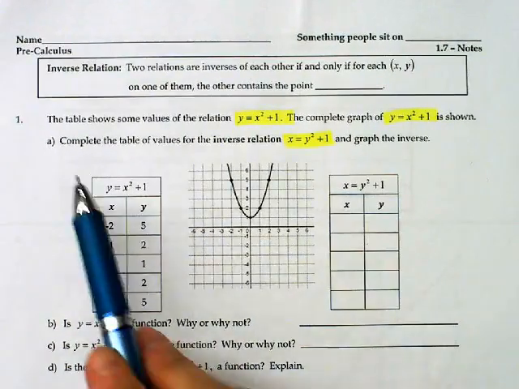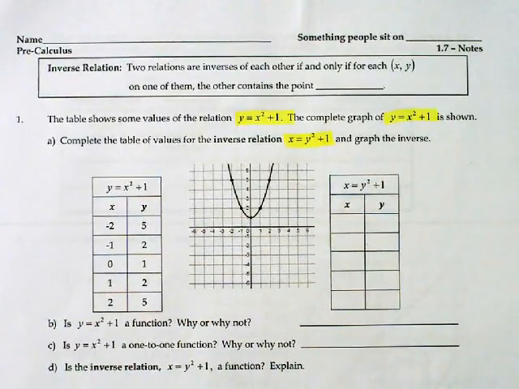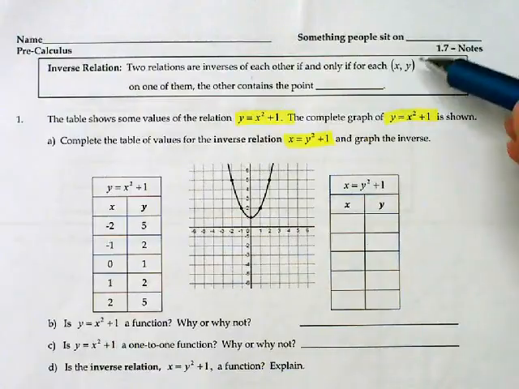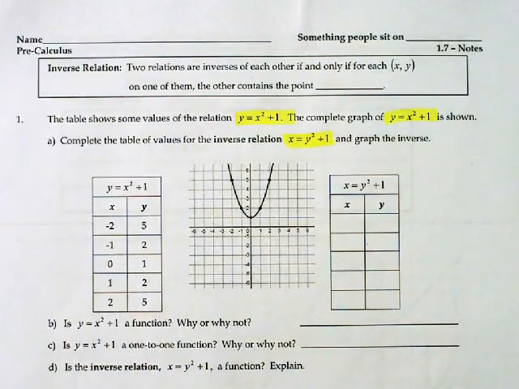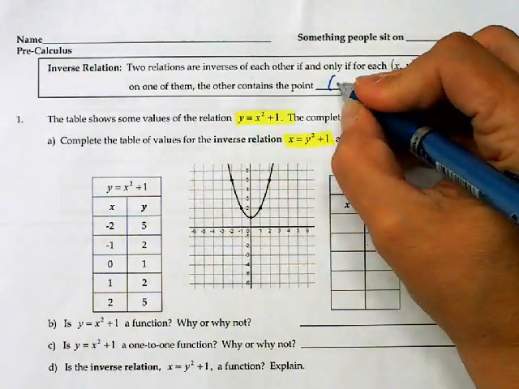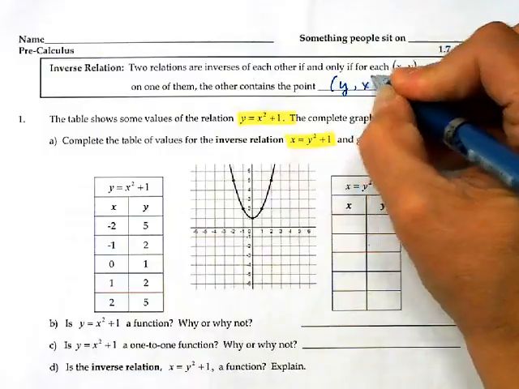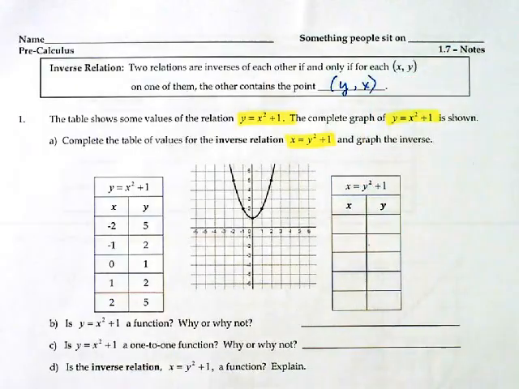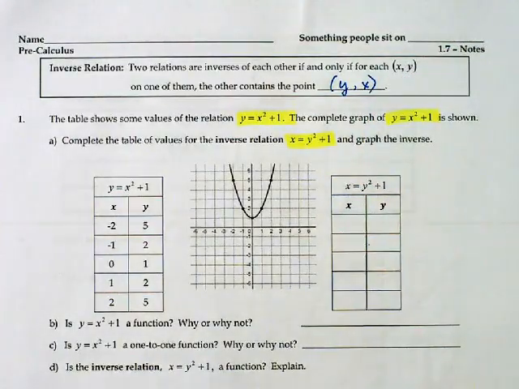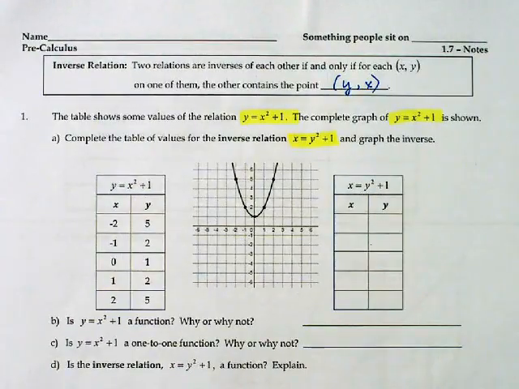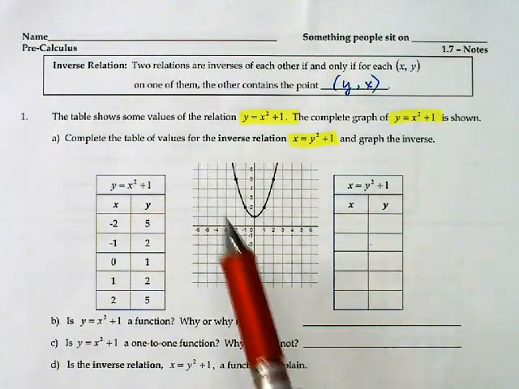So what we should know from the past, an inverse relation: two relations are inverses of each other if and only if, for each ordered pair (x, y) on one of them, the other contains the point (y, x). What does inverse mean? Switch x with y. Alright, so let's take a look at an equation we've graphed here.